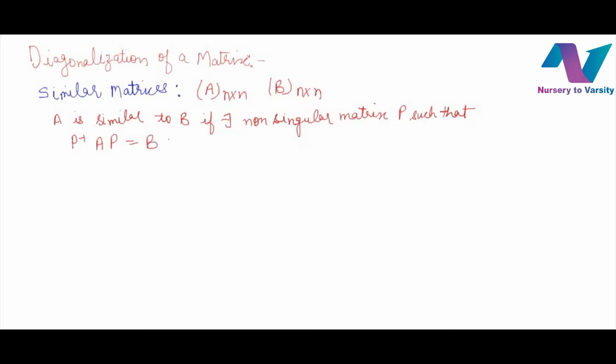Let A and B be two square matrices of order n cross n. Then A is said to be similar to B if there exists a non-singular matrix P such that P inverse AP is equal to D. Always remember, students, that we can find P inverse only and only if the matrix is non-singular. Otherwise, we cannot find the inverse of any matrix. So this is the definition of similar matrices.